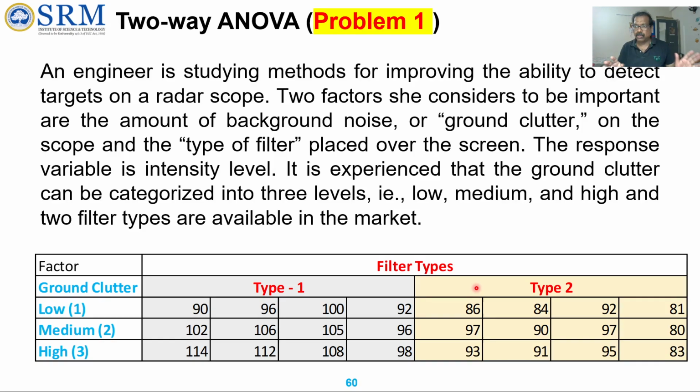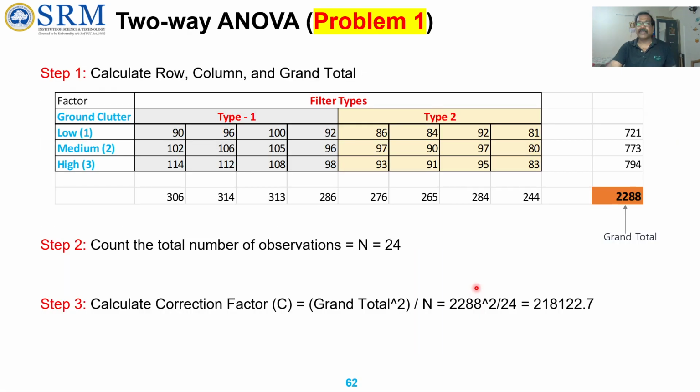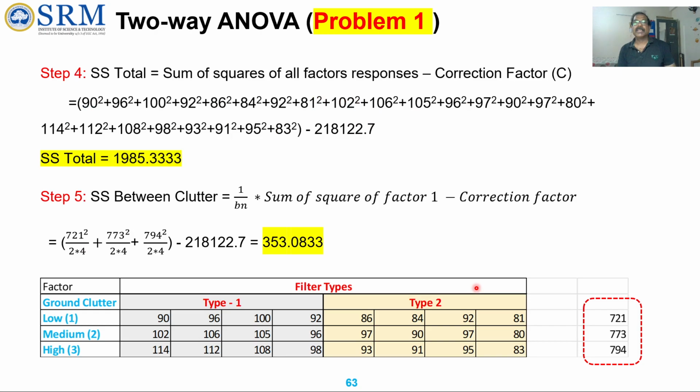But what are all the data you need to calculate? First calculate all the degrees of freedom for main factor 1, 2, interaction, error term and total. Then calculate the row-wise total, column-wise total, grand total, and your interaction total. Grand total calculated means grand total squared divided by the number of observations gives us the correction factor. Once we have the correction factor, we can go with the SS total calculation like this.